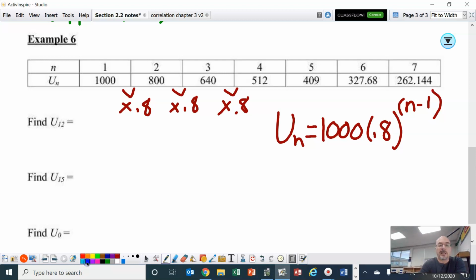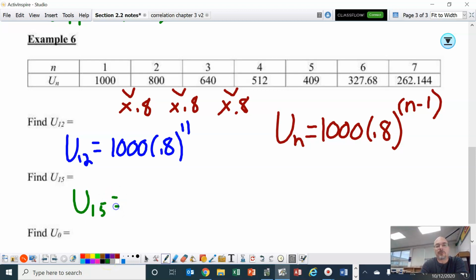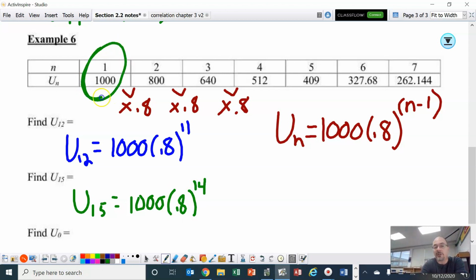I'm not going to type these in on the calculator, folks, just to save time. You go ahead and practice typing it on the calculator so you can get the right answer. I'm going to write these out, and then I'll put the answer. So this is u sub 12 equals 1,000 times 0.8 to the 11th. This is u sub 15 equals 1,000 times 0.8 to the 14th. Again, when you start with that first number, not the initial amount, you've got to take one away.